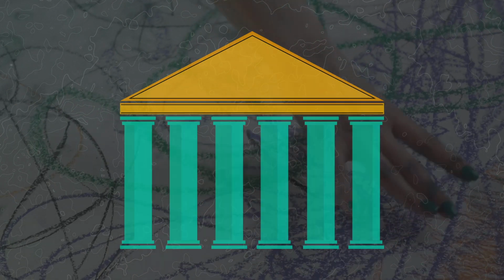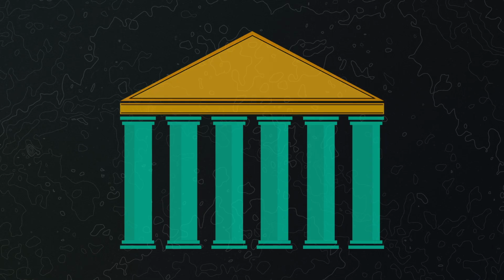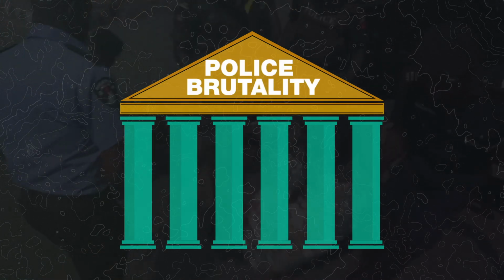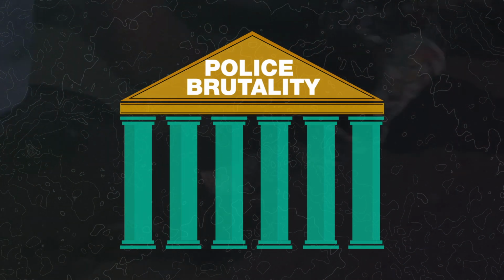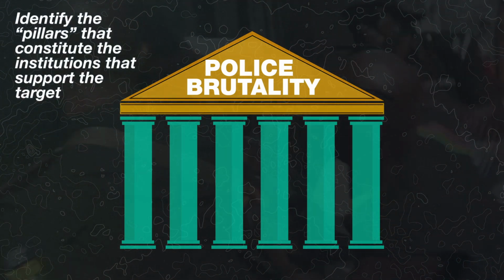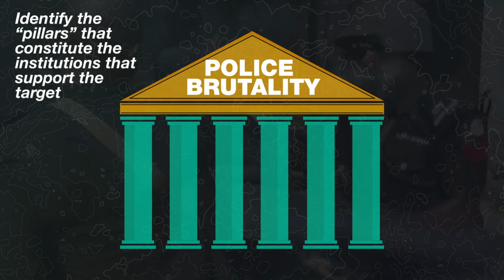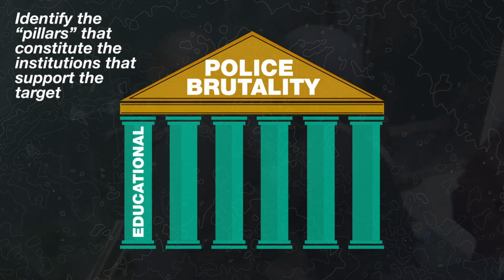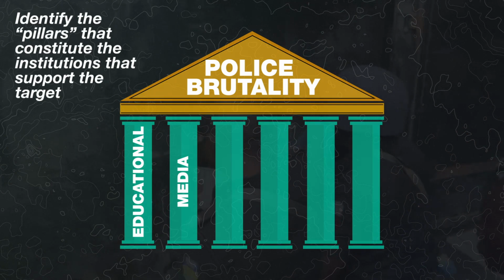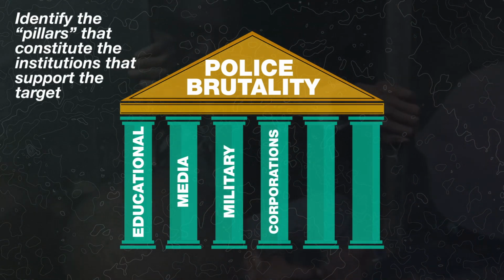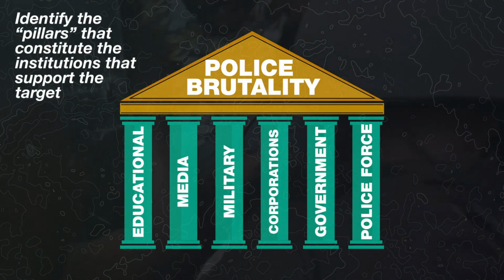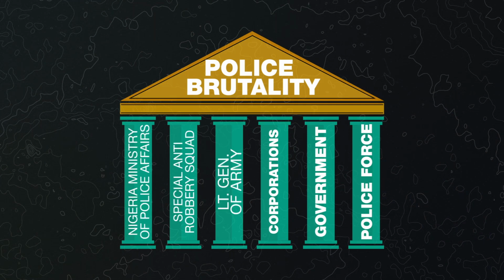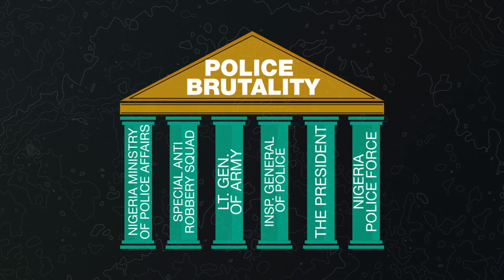Draw a building, represented by a roof that is a simple triangle, with pillars holding it up. Label the roof with the name of the system, regime, or issue you are working on. Identify the pillars that constitute the institutions that support the target: educational institutions, the media, the military, corporations, etc. Start generally, but refine and specify as much as you can about each pillar.